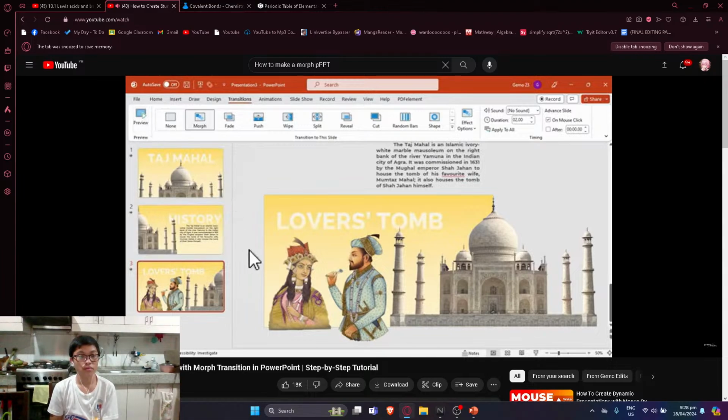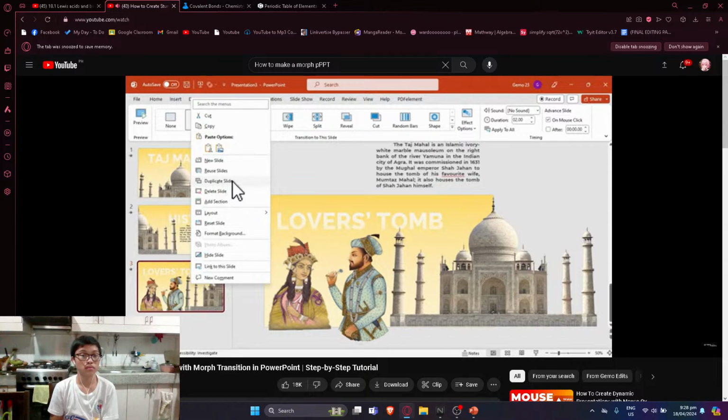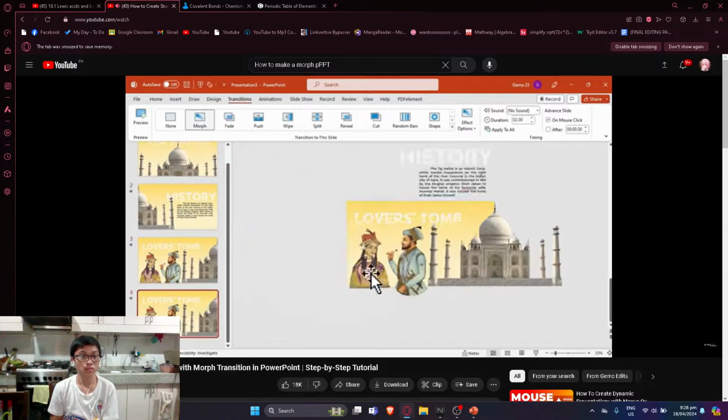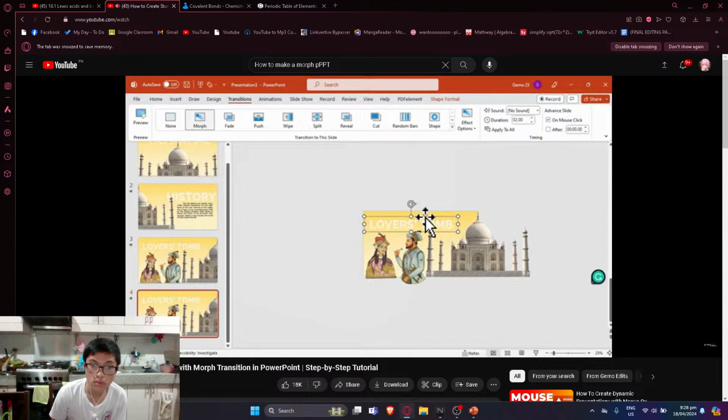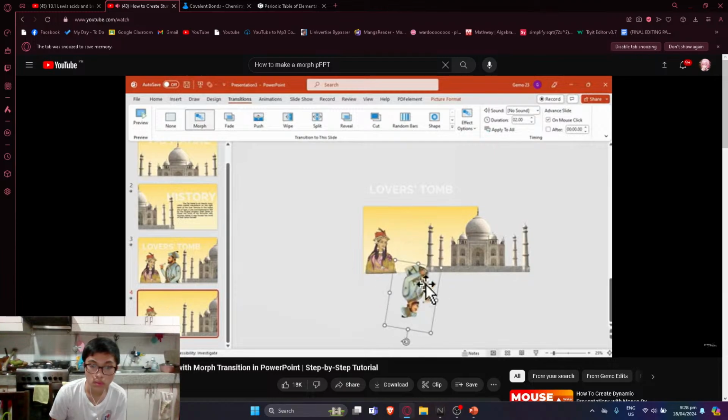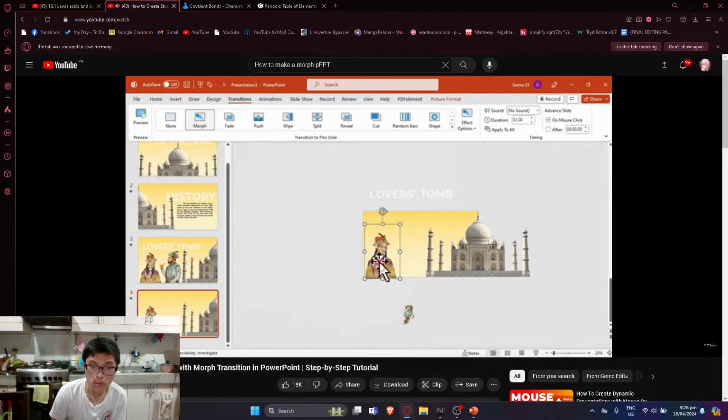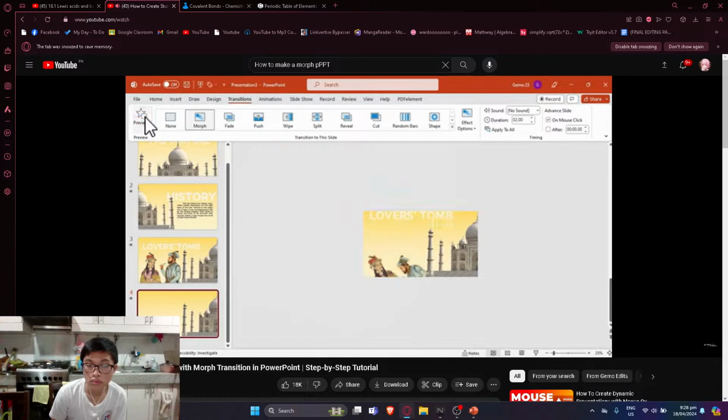Now, let's try to duplicate the third slide and reposition our elements once again. We can delete this text box, the history part, since these texts are not involved in the third slide. And this lover's tomb text, we can move this upwards. And then for the exit for this picture, we will rotate it and move it outside the slide. And now we can see the preview of the exit for the lover's tomb text and for the pictures.